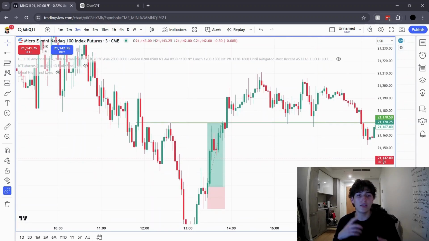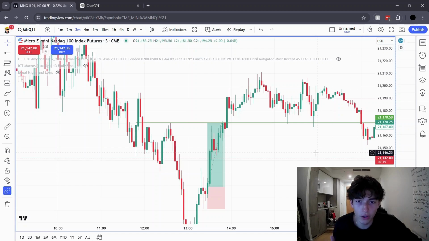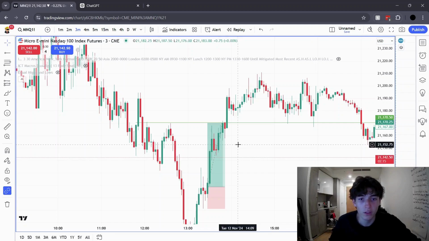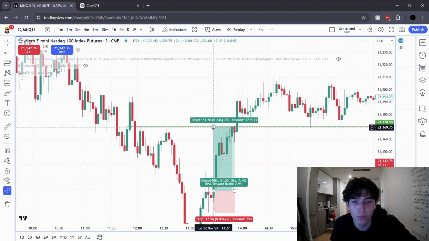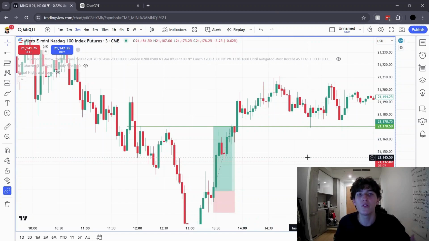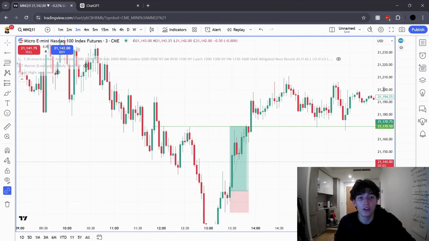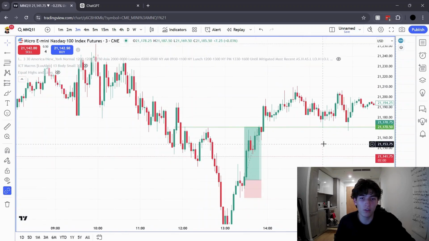So using equal highs and equal lows to set your take profits is a very good way to set your take profits, because they're points where market's most likely going to reverse. So why wouldn't you want to set your take profit there, if odds are that market's going to go in the other direction?